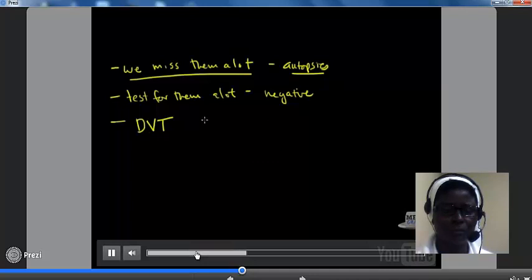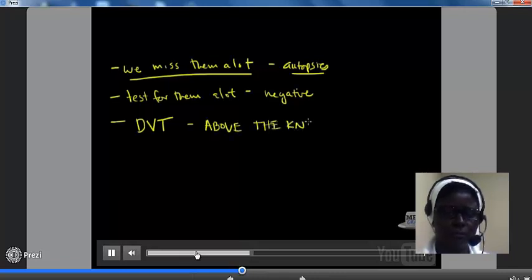Most clots come from the lower extremities above the knee. So they're in the legs above the knee. That's where we need to start looking for these things.